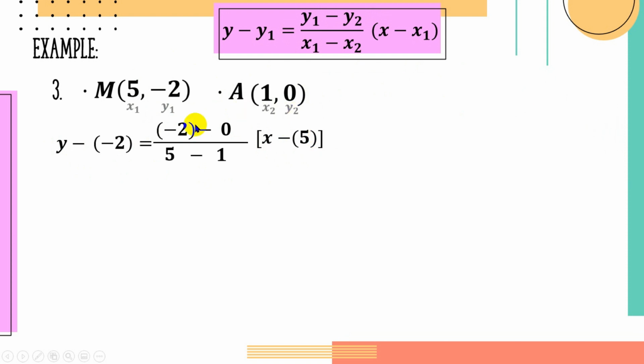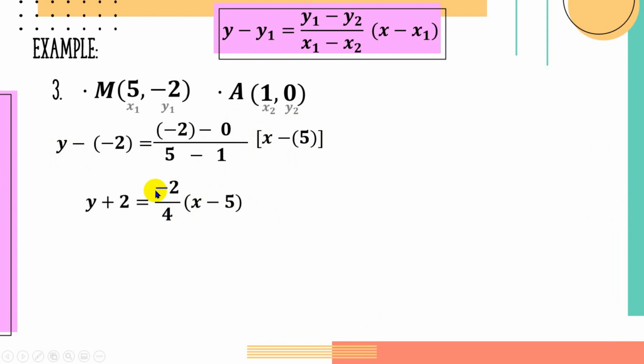So, na-substitute na natin, double check ulit natin, negative 2 yung ating y sub 1. So, negative 2 din dito. Then, we have 0. On the denominator, x sub 1, 5, x sub 2, 1, and then dito po x sub 1 yung ating isa-substitute. Now, apply na natin yung sign. We can also perform the operation na dito sa ating slope na to. Magkakaroon tayo ng y plus 2 minus and then negative, that is positive. Negative 2 minus 0 is still negative 2, and then 5 minus 1 is 4. Then, quantity of x minus 5 pa rin siya dito sa parenthesis natin.